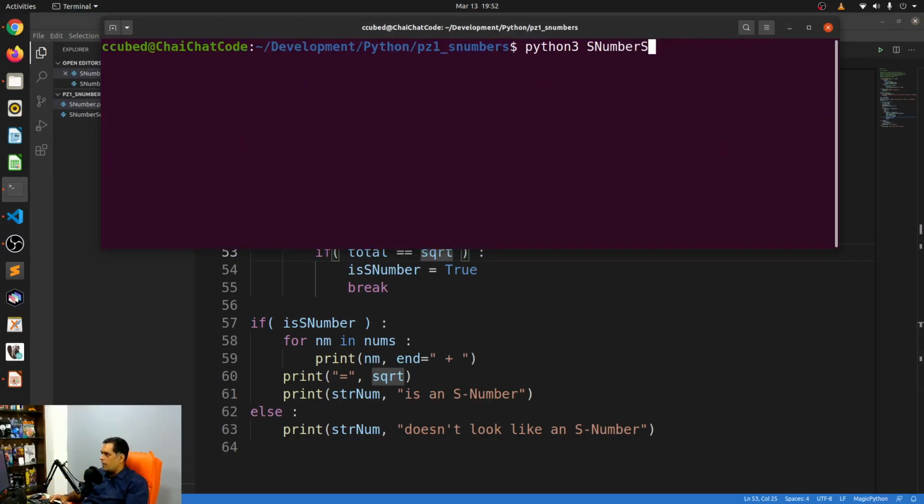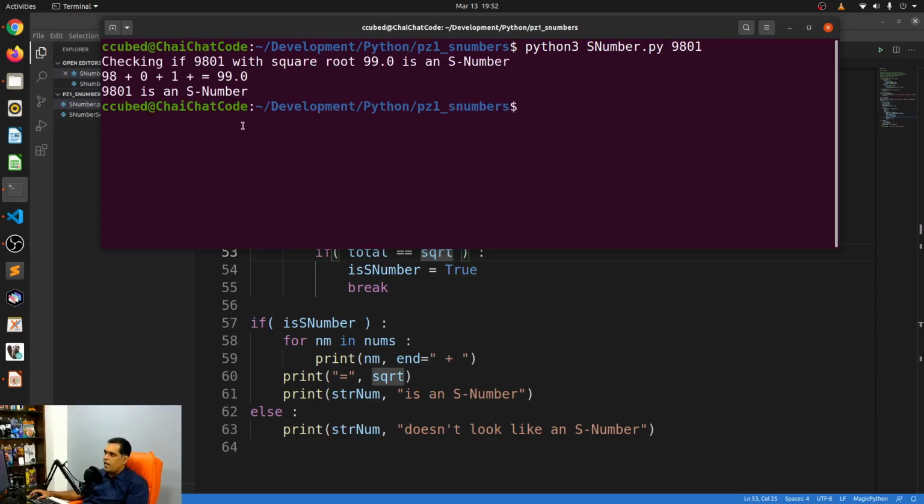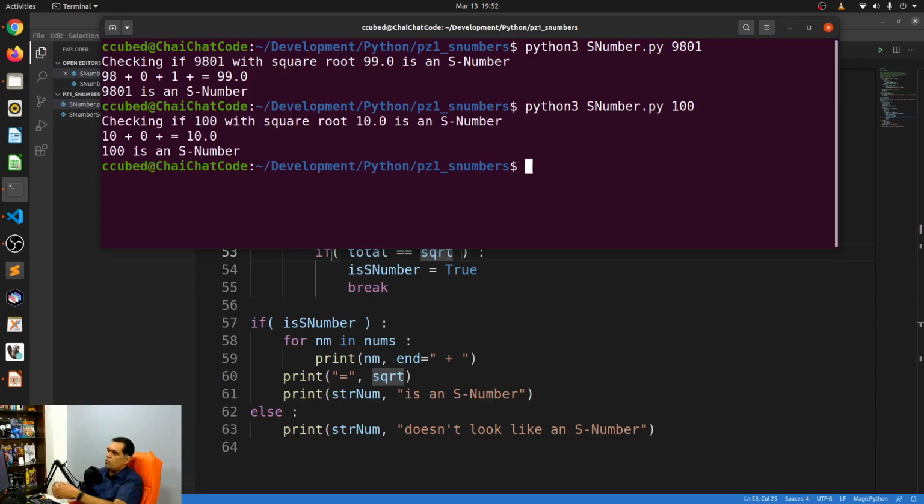So I have S number dot py. If I said 9801, which is one of the test things that we have, you can see that it says that it is an S number, because 98 plus 1 is 99, which is the square root of 9801. If I was to give, let's say, 100, once again it is an S number, because 100 can be split as 10 plus 0, which is still 10, and therefore it's an S number.